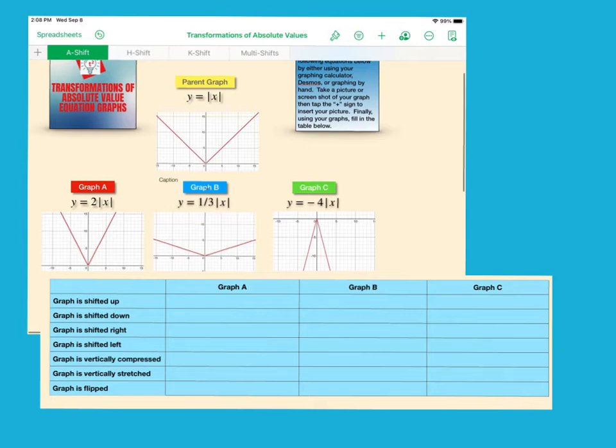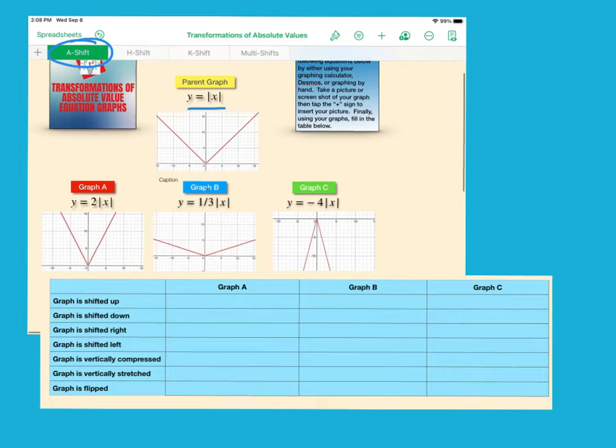But we'll start off here. We have our first tab, which was the A shift tab. Okay, so what we'll notice here is we have our parent graph. So this is the parent graph for every single transformation that we do today. But this is just the basic absolute value of x, okay?